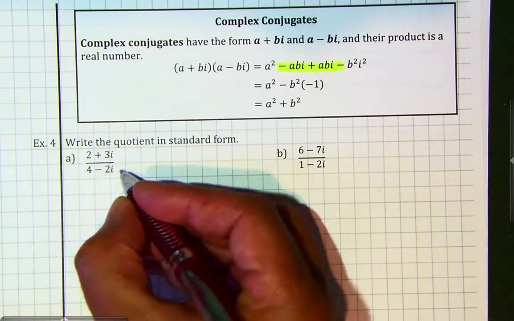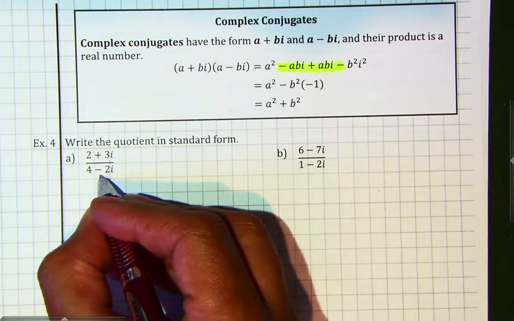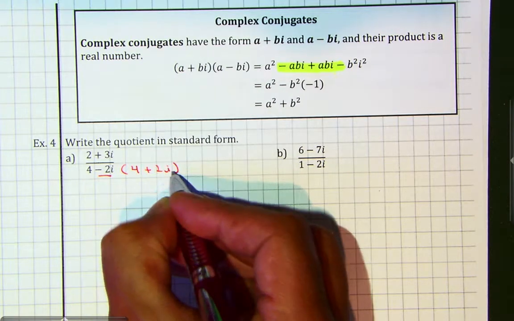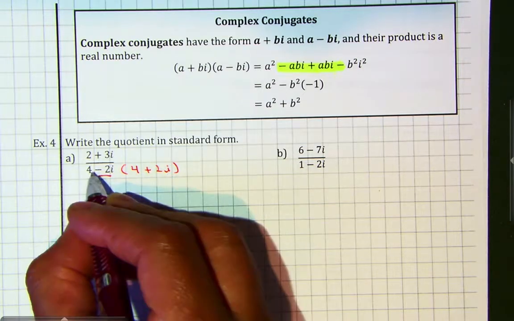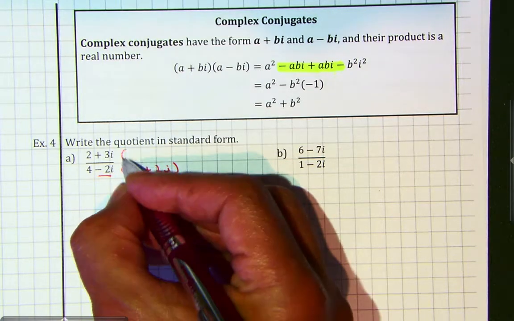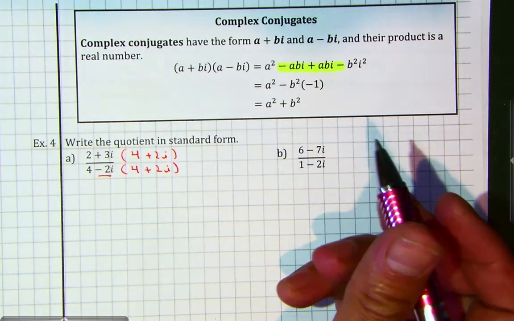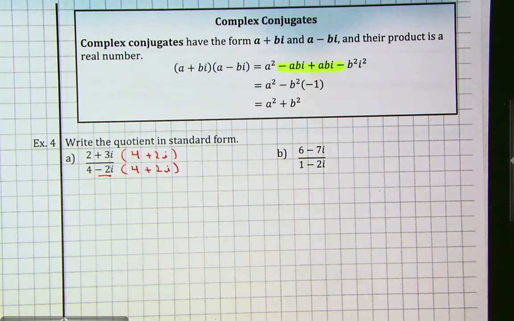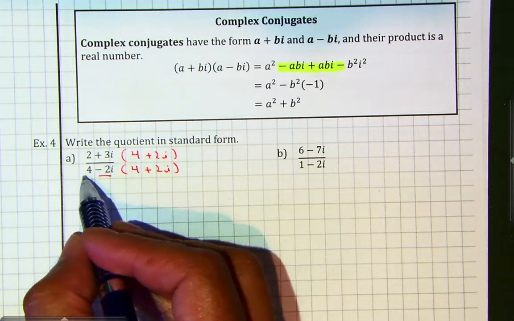So to end up with a real number on the denominator, I'm going to multiply by the conjugate, so it'll be 4 plus 2i. Remember that you only change the imaginary part to the opposite. The first part is the same. So this will be 4 plus 2i. And what you do on the denominator, we do on the numerator, so we keep the equivalent fraction. And now we're going to multiply your numerator, multiply your denominator, and simplify.